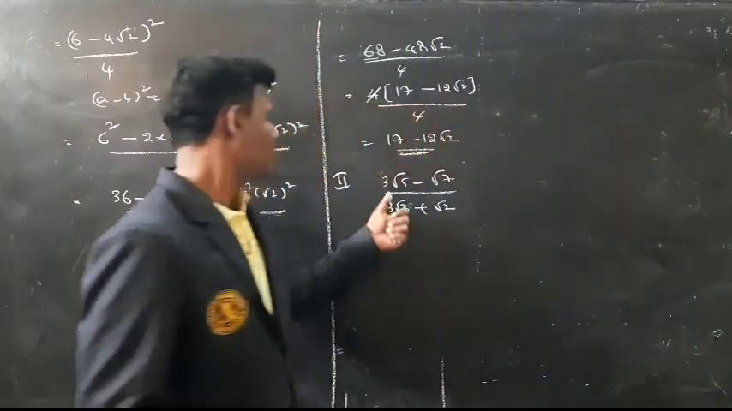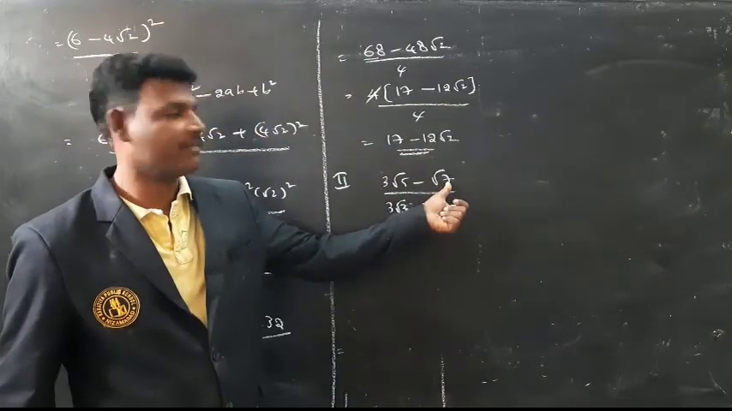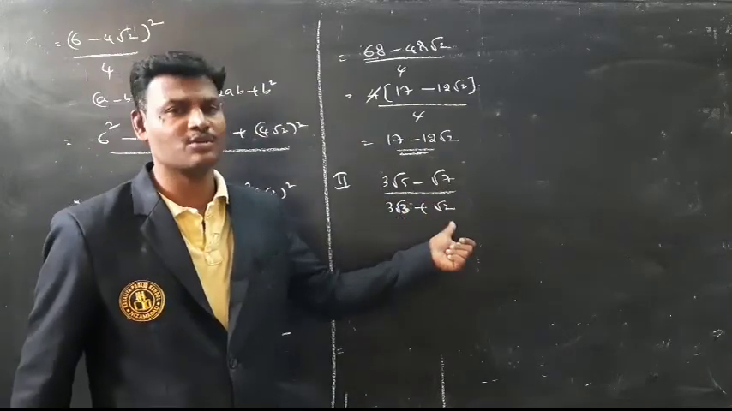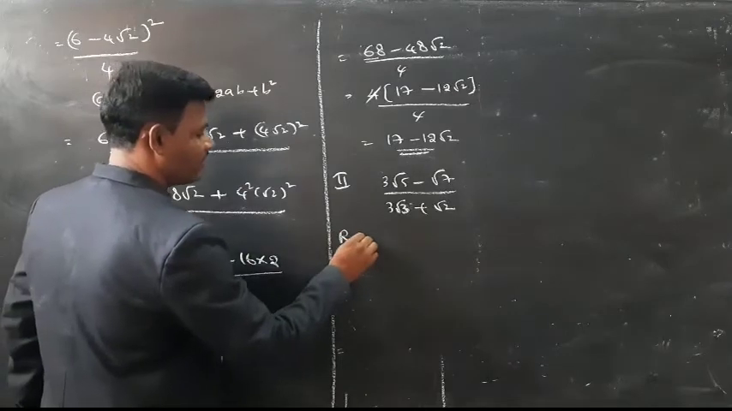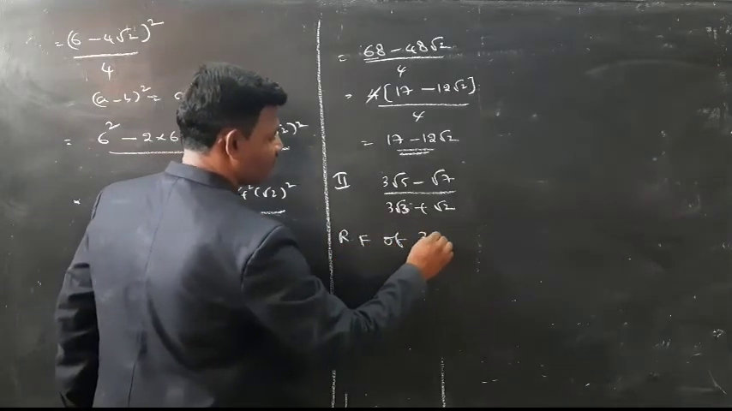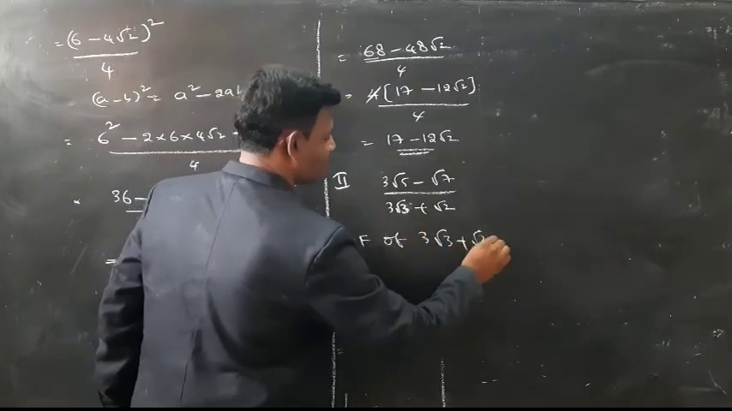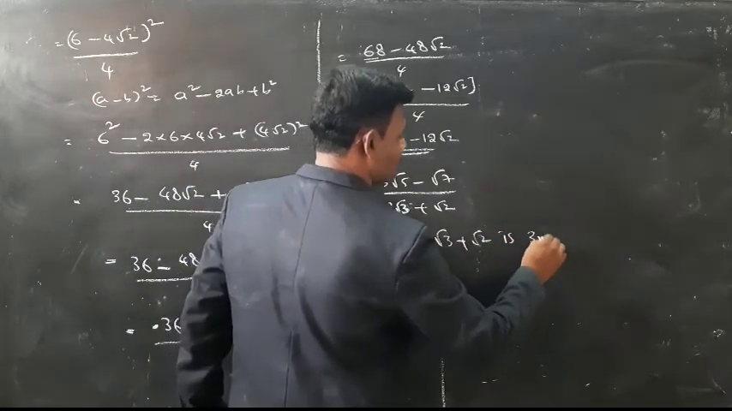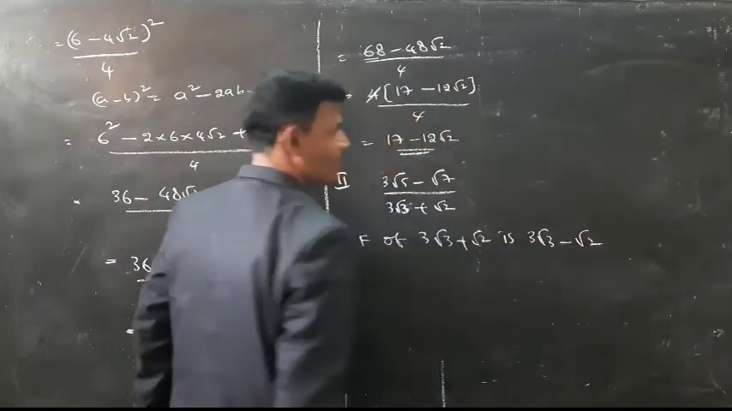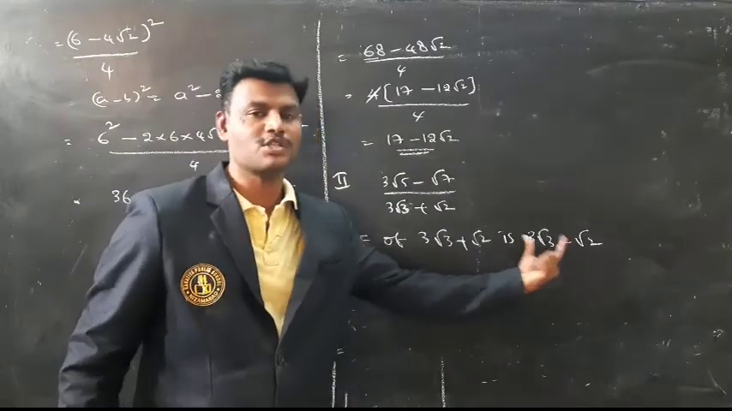Now the second question is (3 root 5 minus root 7) by (3 root 3 plus root 2). The rationalizing factor of 3 root 3 plus root 2 is 3 root 3 minus root 2. Now I am going to multiply these two.